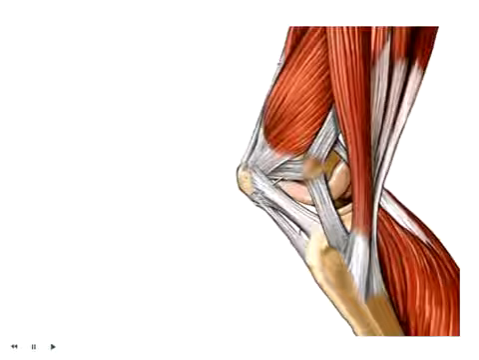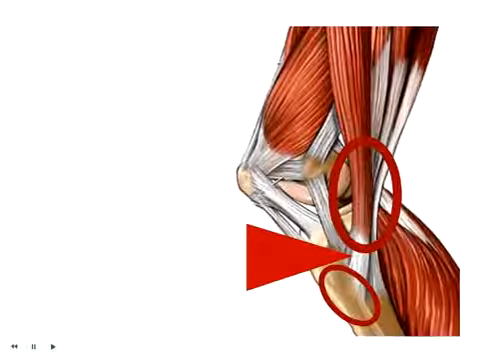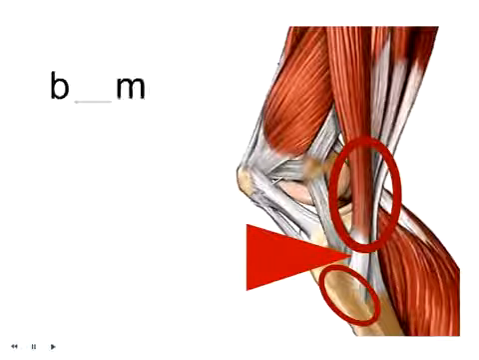Now, let's have a look at another part of this diagram. What is this that's connecting some bone to some muscle? Well, if it's connecting bone to muscle, then what is in between bone and muscle? It's got to be a tendon, because it spells out bottom.